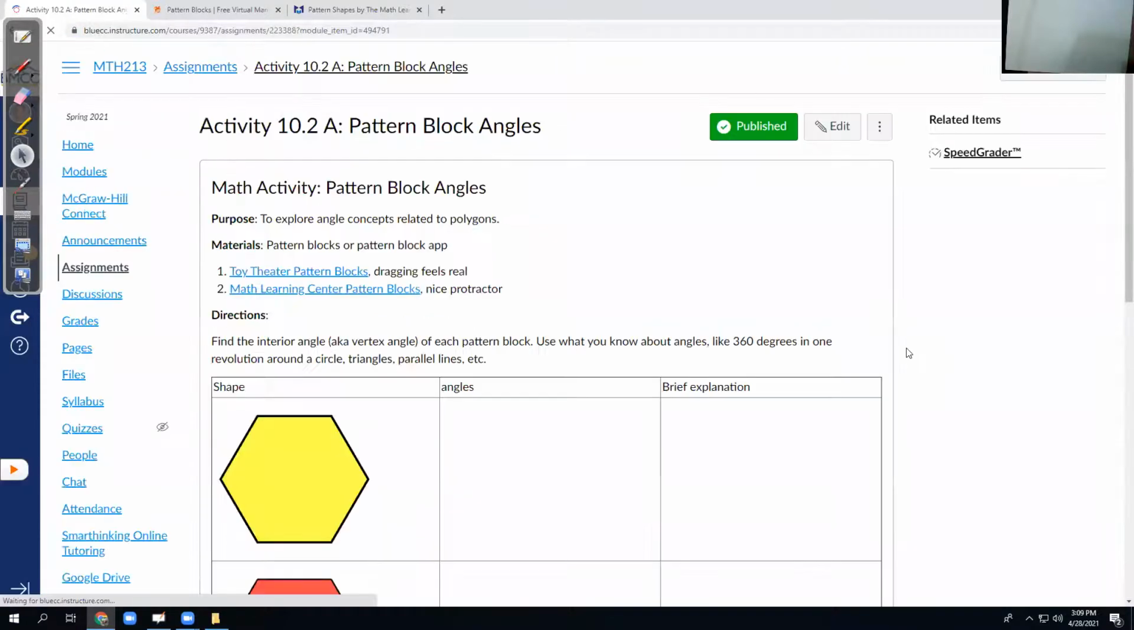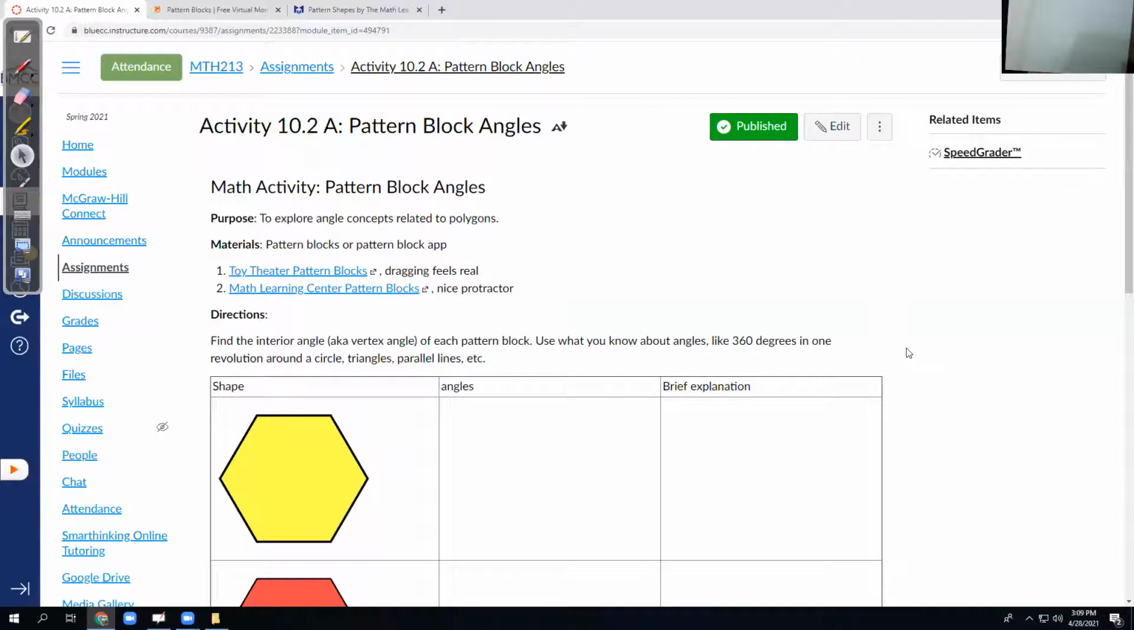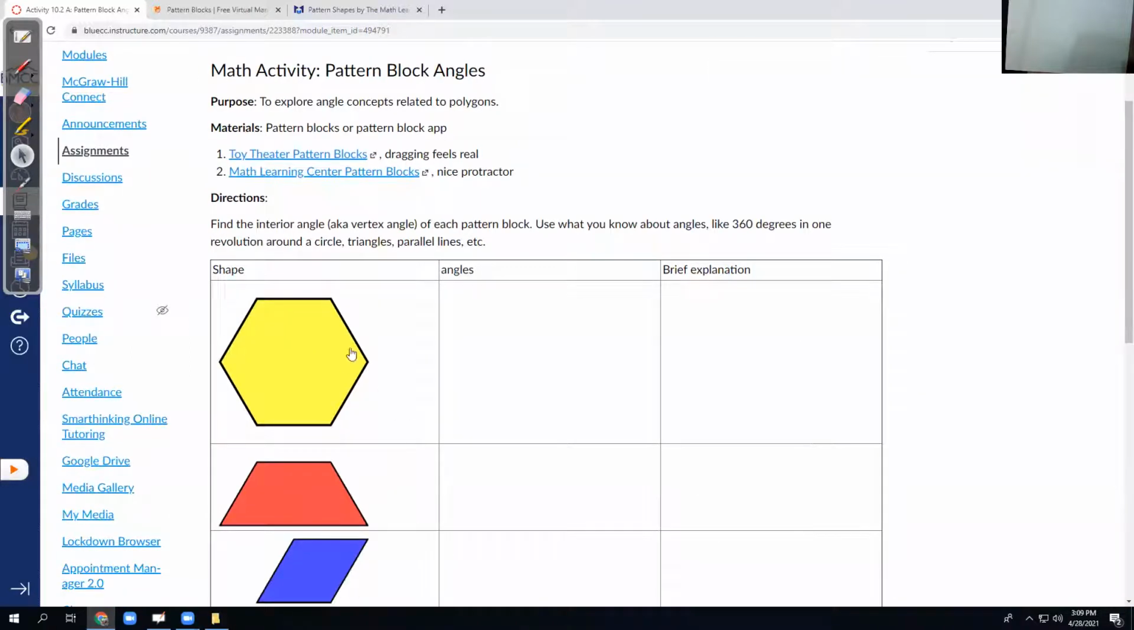So let's jump on into this one right here. This one was just to play around with the idea of angle and shape. So we played around with angle last week. And one popular way to measure angles is with degrees, and there's 360 degrees in a circle, or one revolution. So we're going to use that idea to find the interior angle measures for these. An interior angle is the angle we measure as we move from one edge to an adjacent edge.